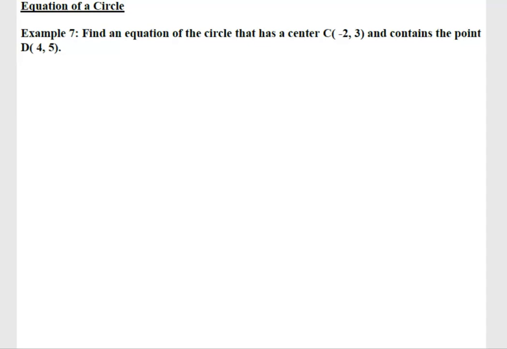We are going to look a little bit more at writing the equation of a circle. Here it tells us what the center of the circle is. So negative 2 and 3. So negative 2 is going to be our h value, and k is going to be our 3 value. And it tells us that a point 4, 5 is on the edge of our circle.